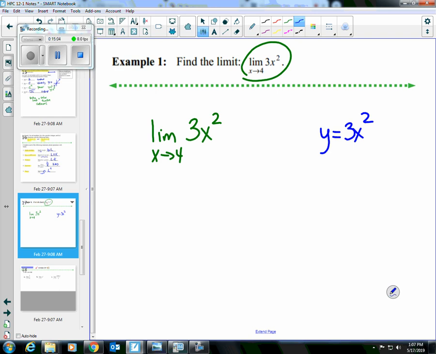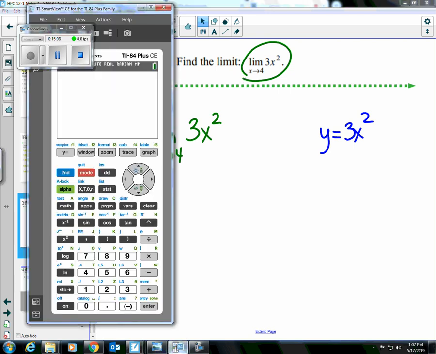If I wanted to graph what that picture was, go ahead and pause the video for a second. Go ahead and type that into your y equals, just so you have a visual. So 3x squared, or you can just type it and listen here. Oops, that's not squared. There we go. And I'm going to go ahead and graph on a regular window. That's a continuous function. There are no breaks in this graph.